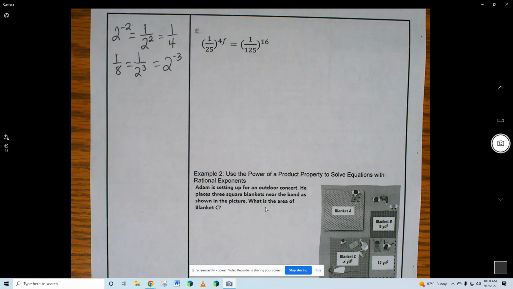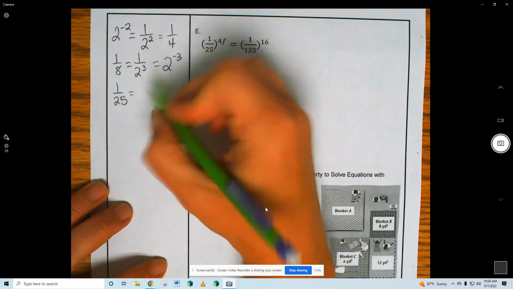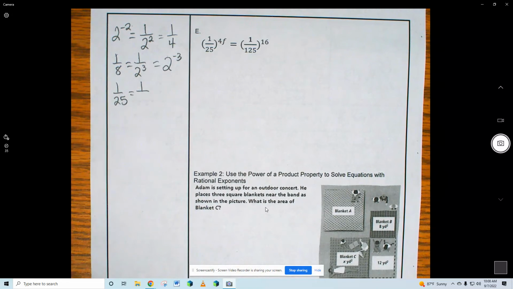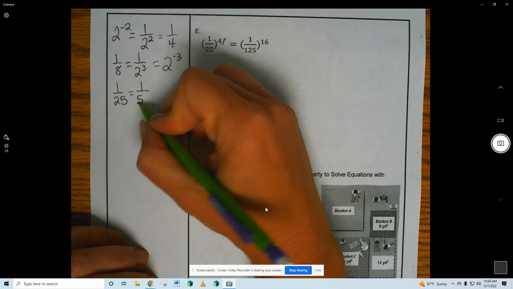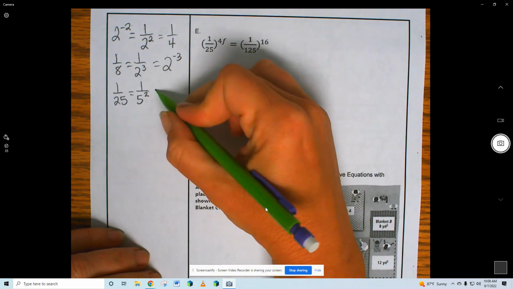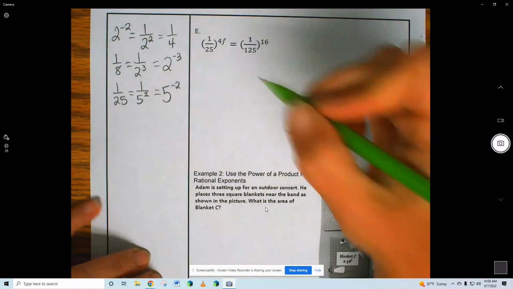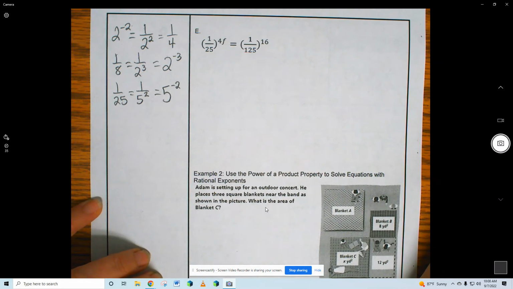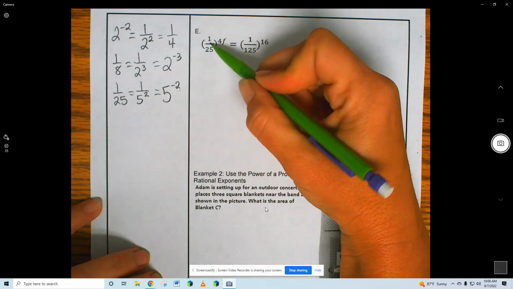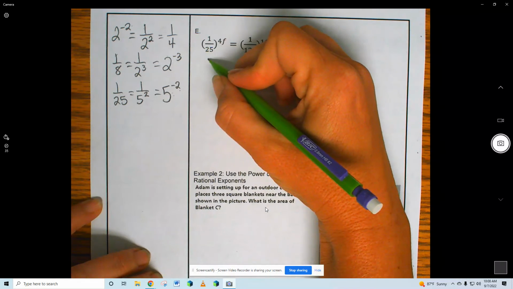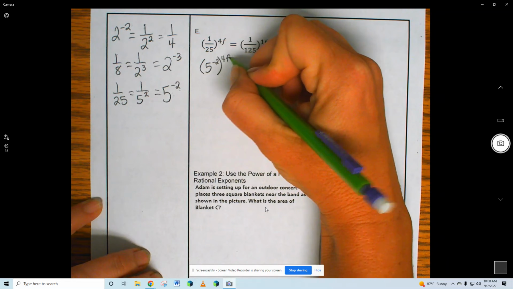So these 25s, 1 over 25 was what? 1 over, what makes 25? Change it into an exponent. 5 squared, right? But, yeah, whole number 5 to the negative second. I need that for this parentheses that says 1 over 25. This is going to be 5 to the negative second times 4f.